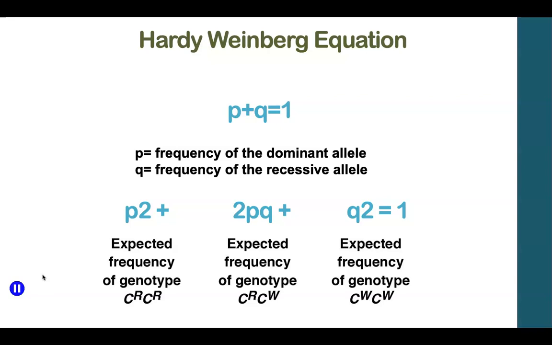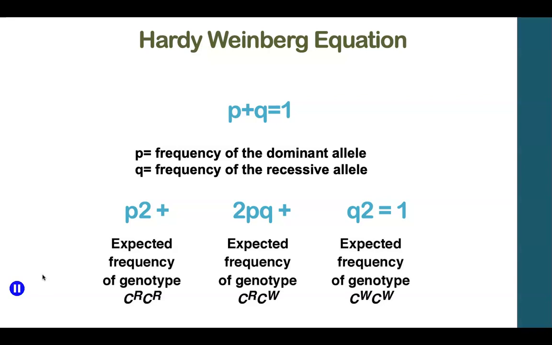Q squared over there on the right is the expected frequency of the recessive genotype. In other words, the chance of getting the recessive allele once times the chance of getting it from the other parent. In the center there, we have the heterozygous genotype. So the chance of getting the P allele and the Q allele. Now there's a 2 there, and I will explain to you why that is in just a minute.